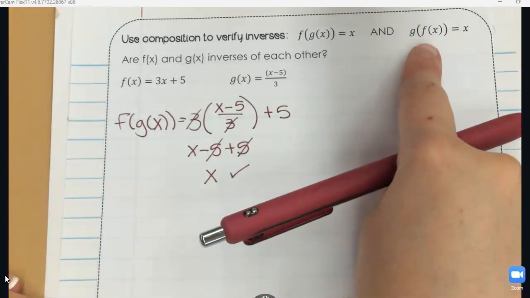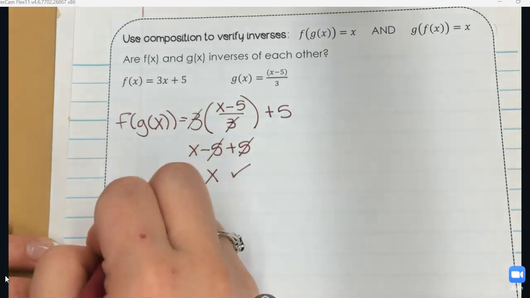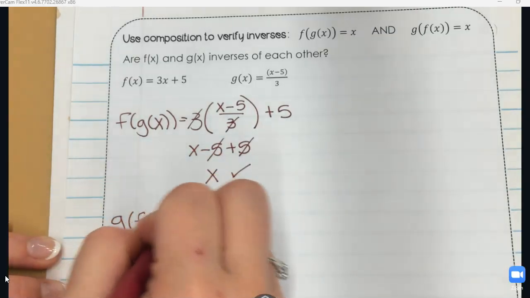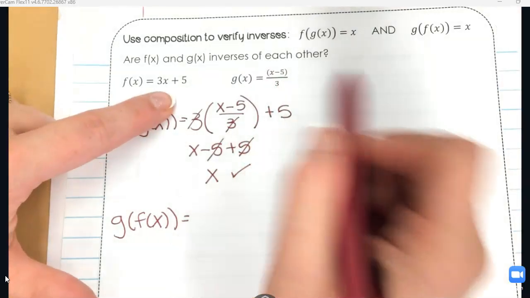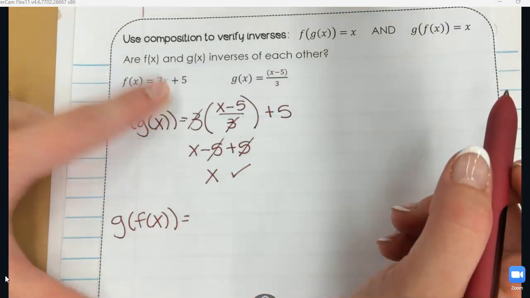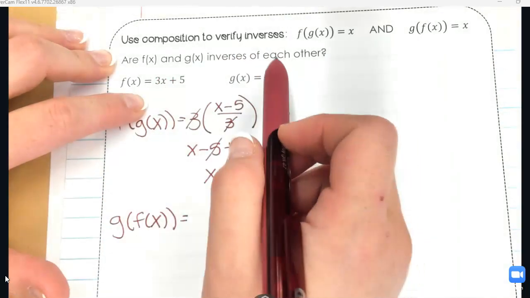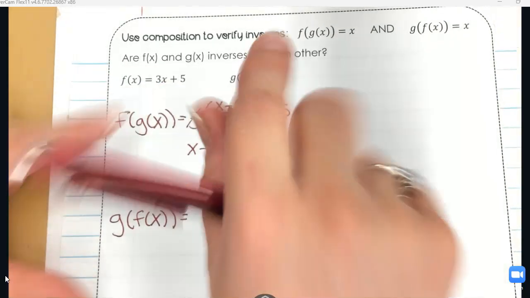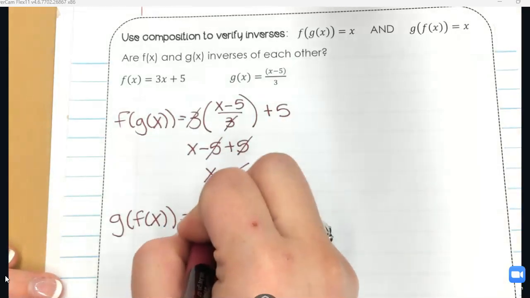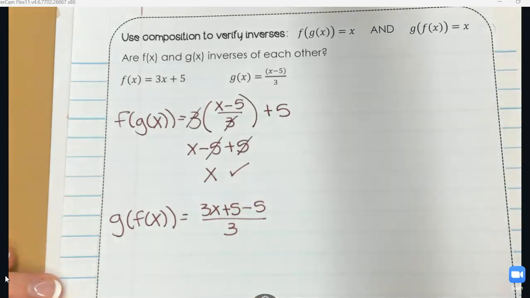I still have to do my composition the other way around to verify it. So now we're going to do g of f of x, which means I'm going to plug in x minus 5 over 3 in place of the 3 here. Sorry, other way around. I'm going to place 3x plus 5 in the x here. We already did the other thing the first time. So I'm going to place 3x plus 5 into the x here. So that will be 3x plus 5 minus 5 over 3.